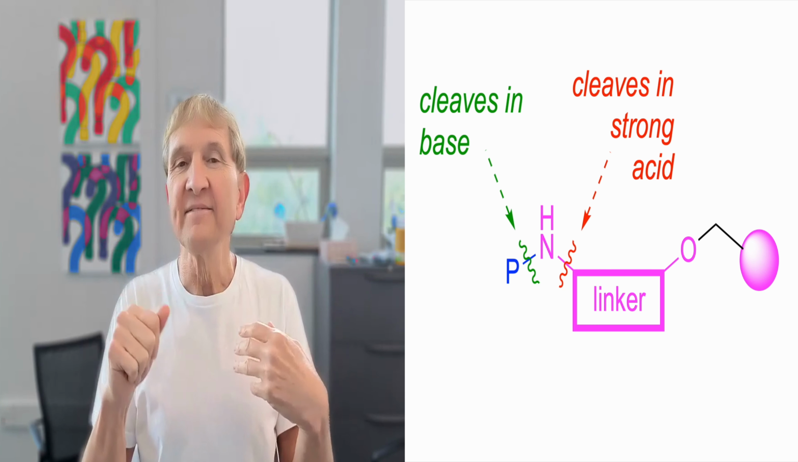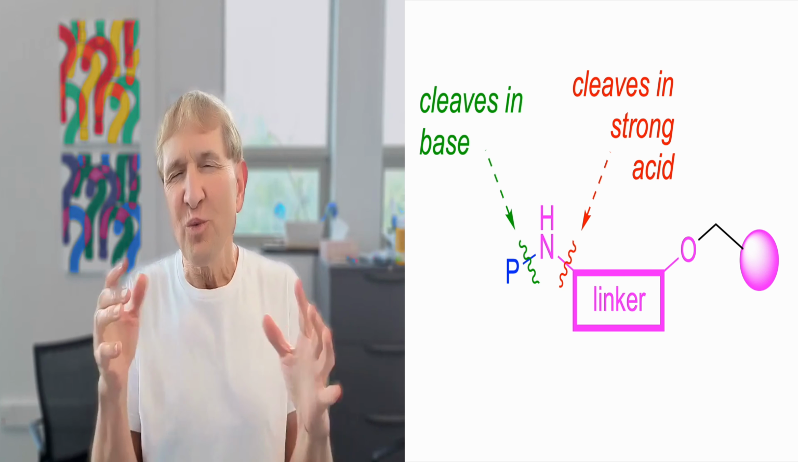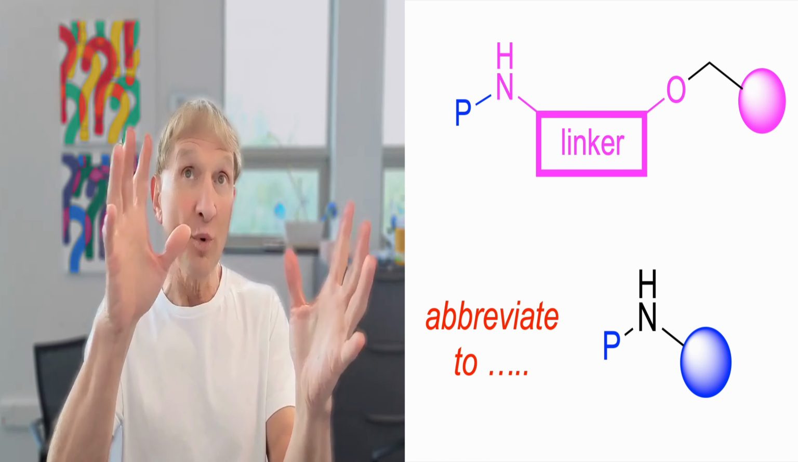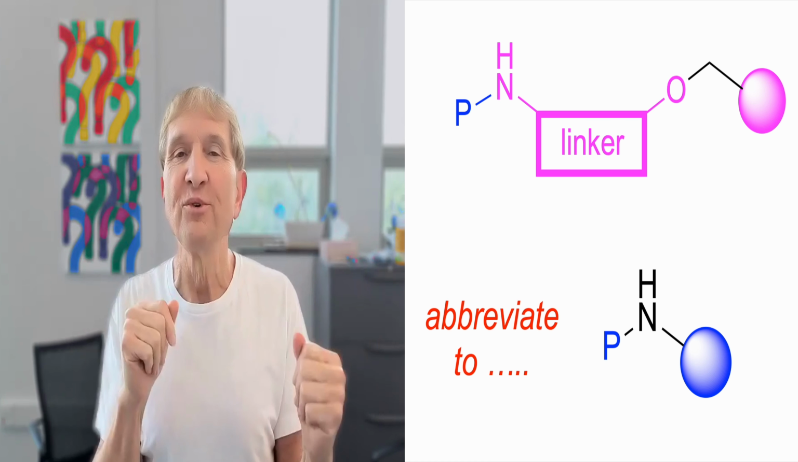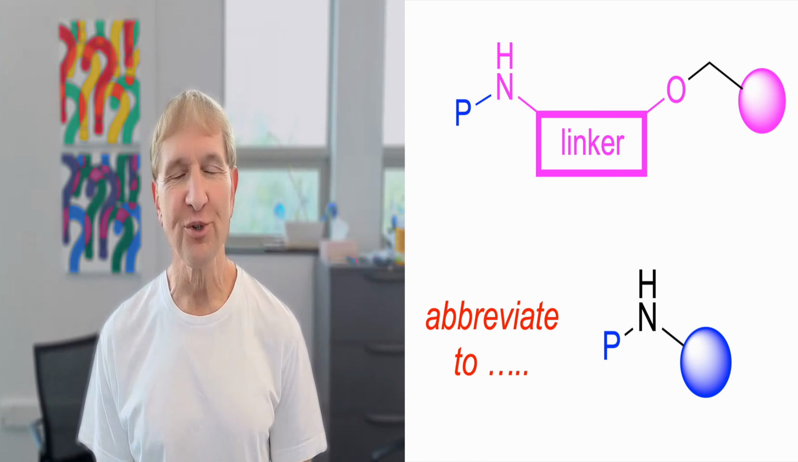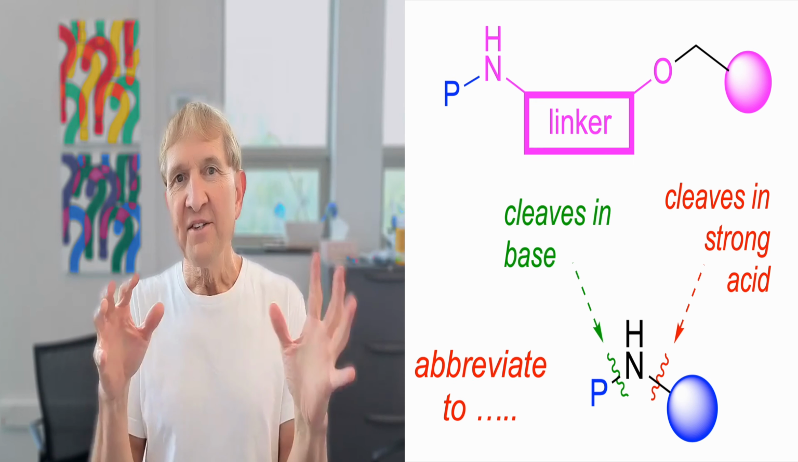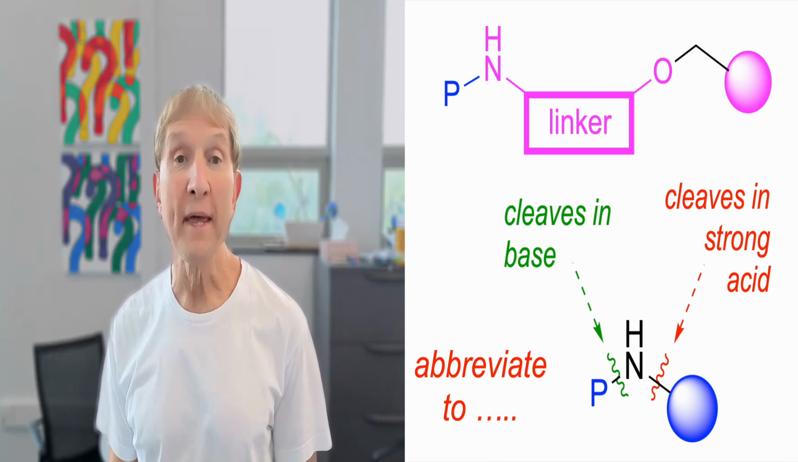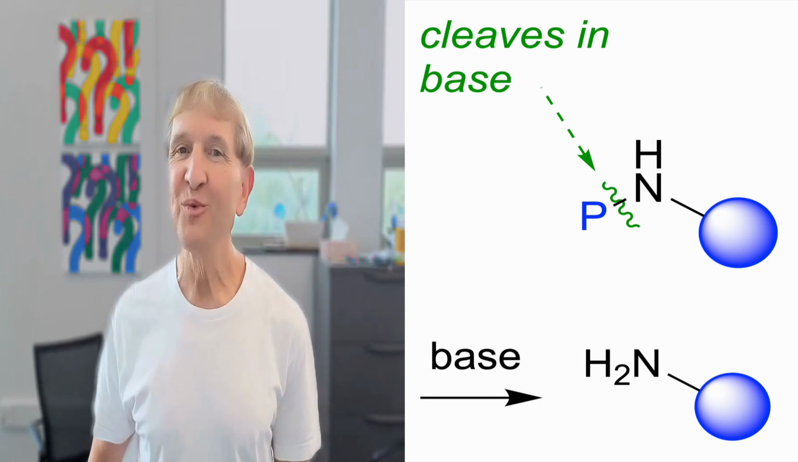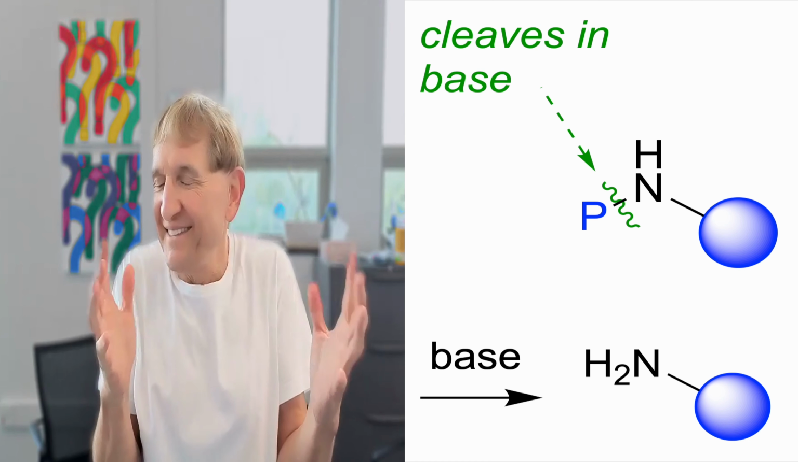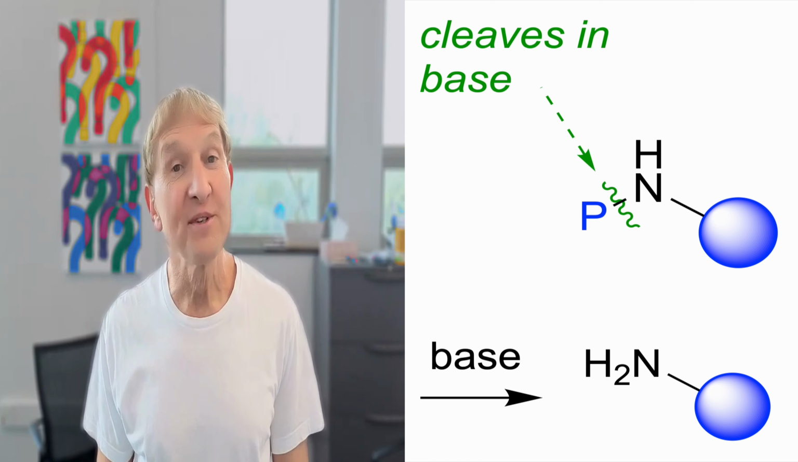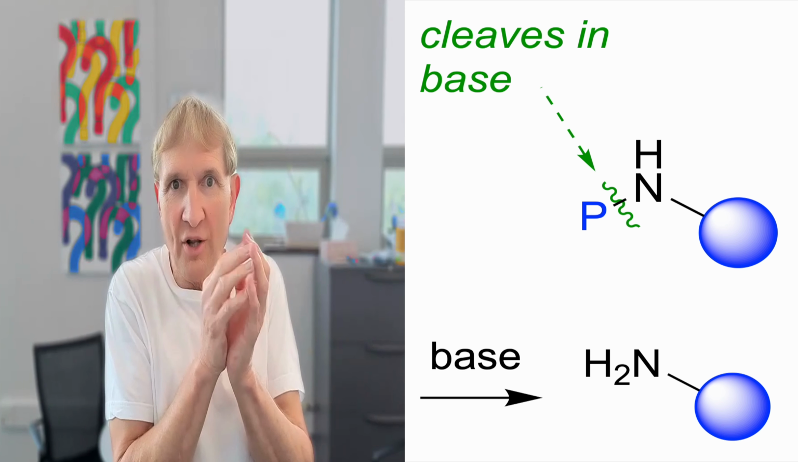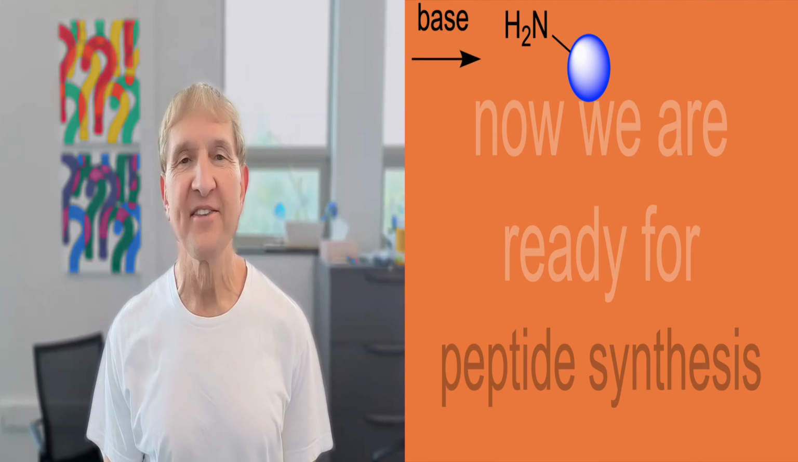After we've added the linker, it's always with us. So let's not write it down over and over again. Let's abbreviate that solid phase resin with the linker on it to this blue symbol here. But you know the linker's there. I've told you it's just an abbreviation from here on. So let's take our resin and cleave that protecting group, P, with the base. I'm not telling you what the protecting group is yet, but you don't have to think very hard to know it's an FMOC protecting group. So now we have a free amino group on the resin, and we're ready to start the peptide synthesis.